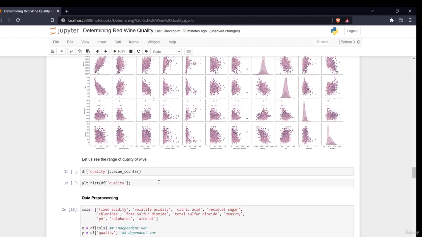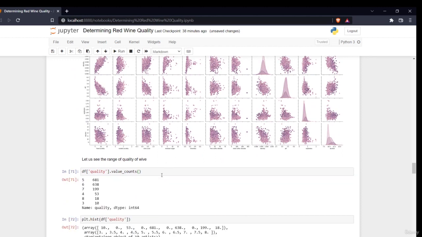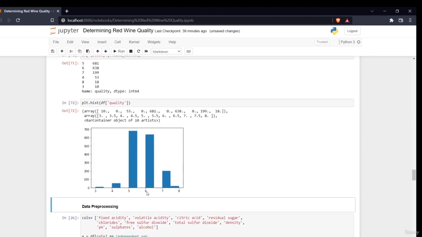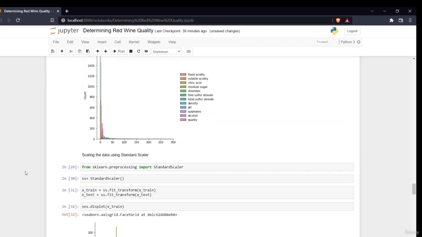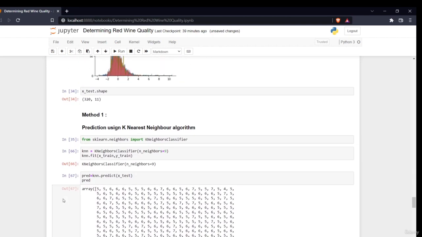So these are the labels, I'll show you. These are the different labels: 3, 4, 5, 6, 7, 8, in which 5, 6, 7 were the abundant. So I actually predicted which wine belongs to which quality. Okay, so now this is one method. I have another method to perform, so I'll take you to the next section and we'll see what that next method is.